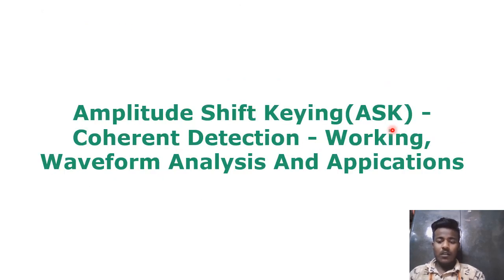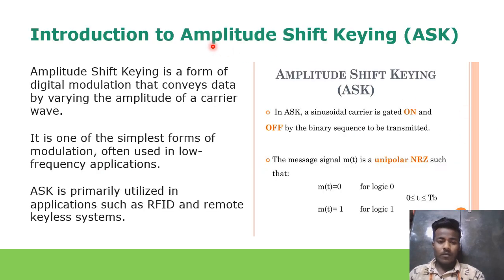Amplitude shift keying, commonly known as ASK, under coherent detection: working principle, waveform analysis, and applications. Introduction to amplitude shift keying. Amplitude shift keying is a form of digital modulation that conveys data by varying the amplitude of the carrier wave. It is one of the simplest forms of modulation, often used in low frequency applications. ASK is primarily utilized in applications such as RFID and remote keyless systems.